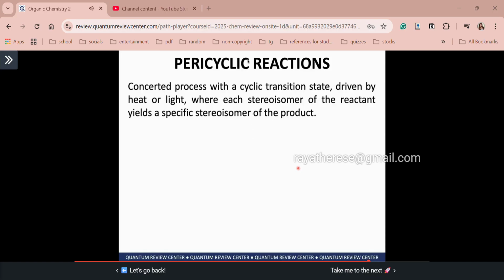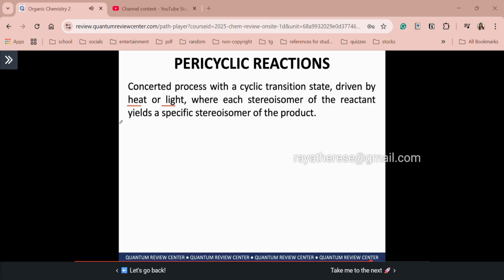Okay, so class, for our last topic for our discussion on reactions in organic chemistry, we have this particular classification of reactions that we have seen earlier. Remember, this is also a board exam relevant topic. So for pericyclic reactions, again, our keyword here is the concerted reaction, wherein we have a cyclic transition state. Usually, we need an input of heat or light in order to induce or start our reaction. So class, remember, each stereoisomer of the reactant here will yield a specific stereoisomer of your product.